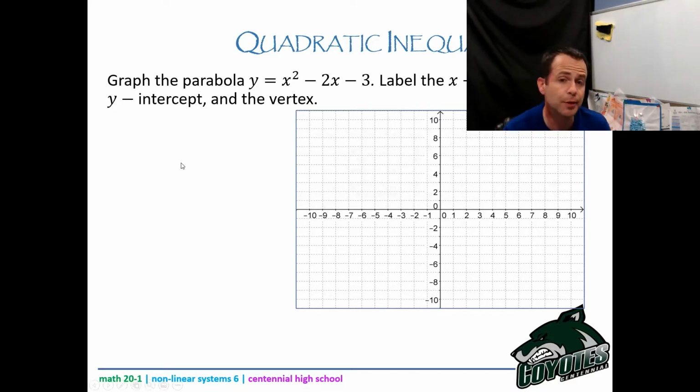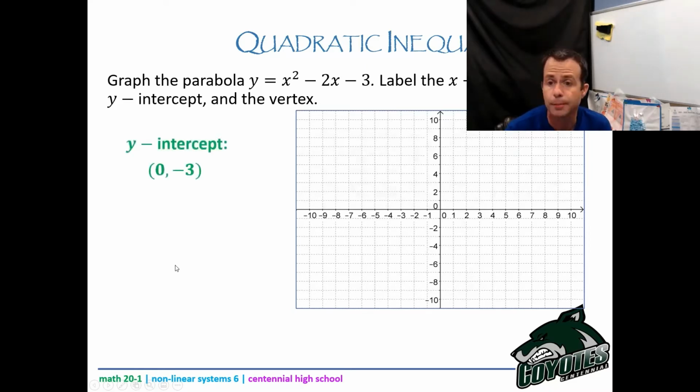Okay, first one being the y-intercept. I know the y-intercept right away, it's at -3, right? Because that's the constant term in general form. Okay, so I know my y-intercept is at (0, -3), and I'm going to go ahead and plot that. So (0, -3), I've got that there.